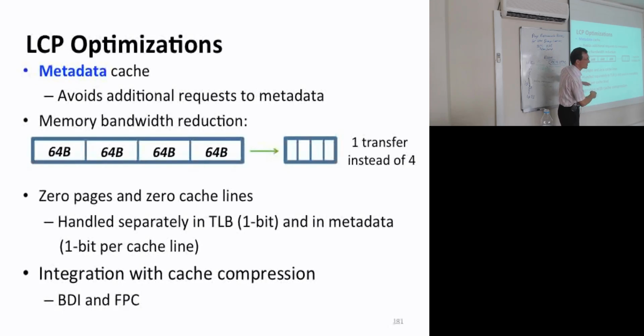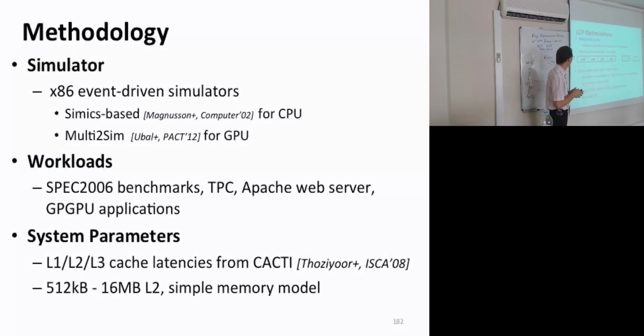But also there's 0 cache line compression that figures out which cache lines are 0. And we've integrated this with cache compression. And the best benefits are achieved if you do both cache compression and memory compression at the same time. And I'll show you some results. These are actually old results. The results in the paper that I've mentioned are more up to date.